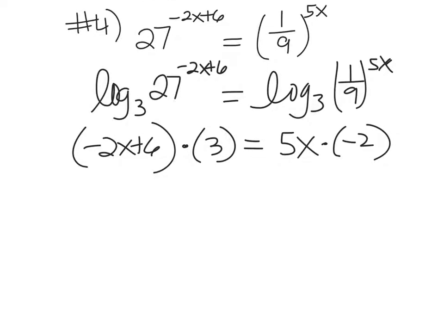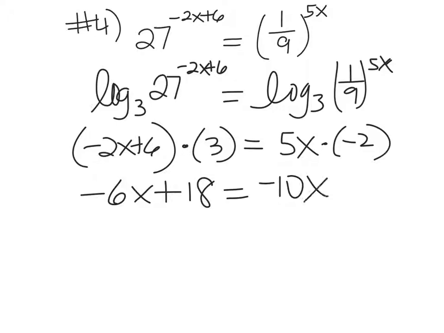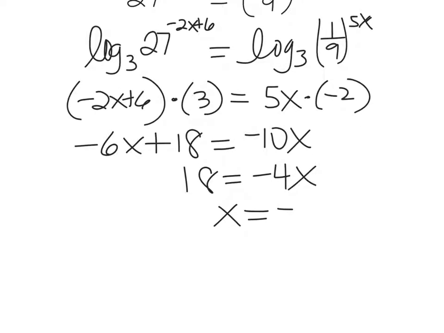Now the rest of it's just algebra, right? It's just basic solving. So you get negative 6x plus 18 equals negative 10x. You could add the 6x over. 18 equals negative 4x. So x would be negative 18 over 4, which is negative 4.5 or negative 9/2.